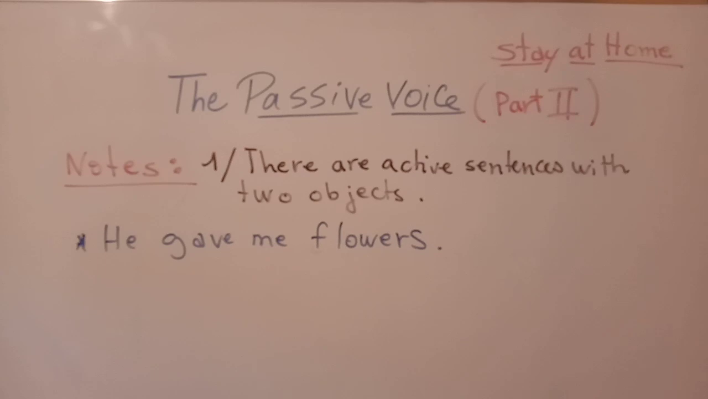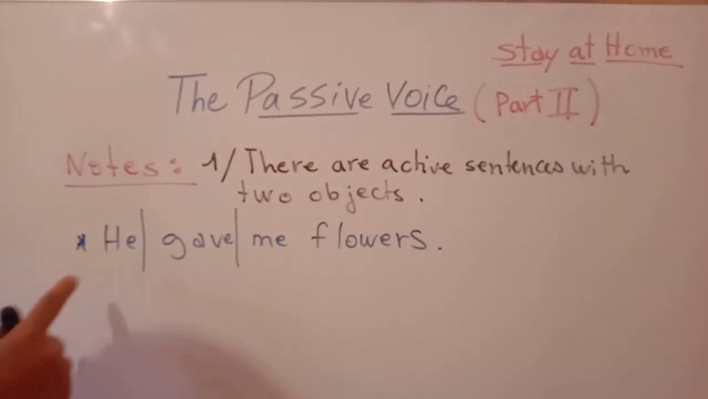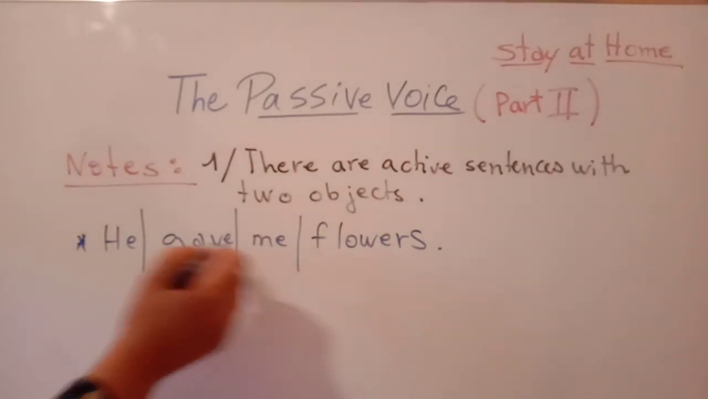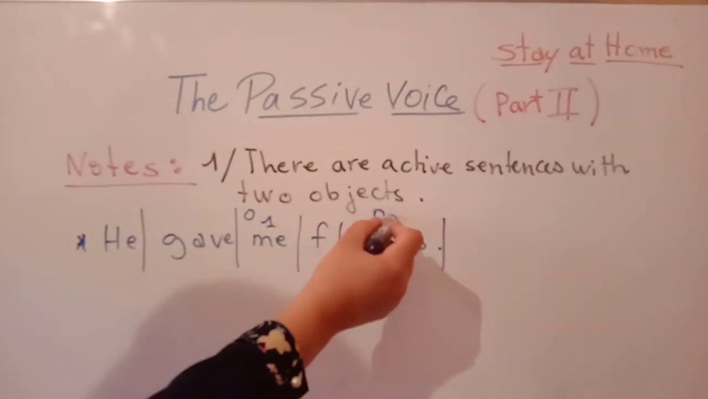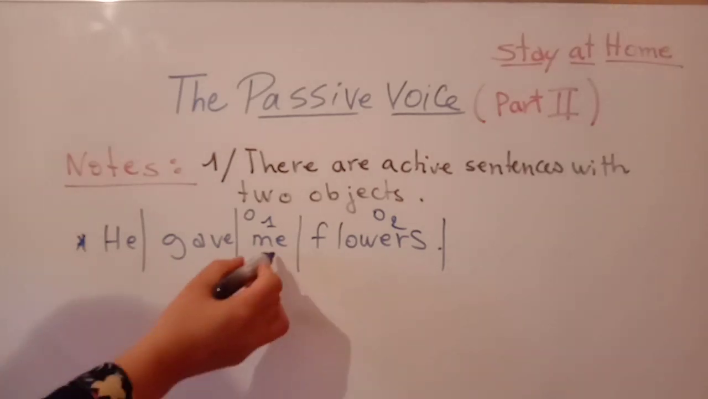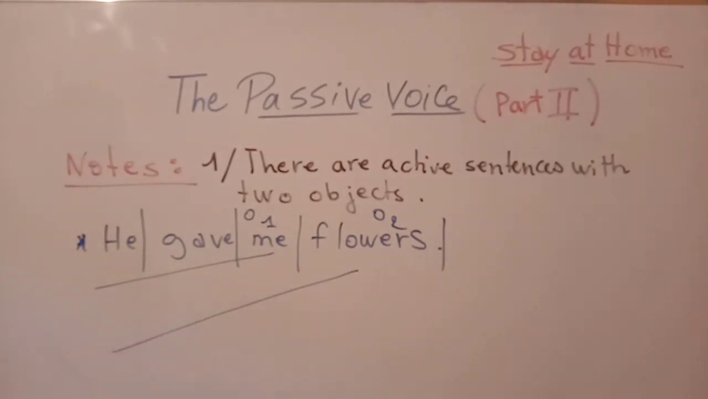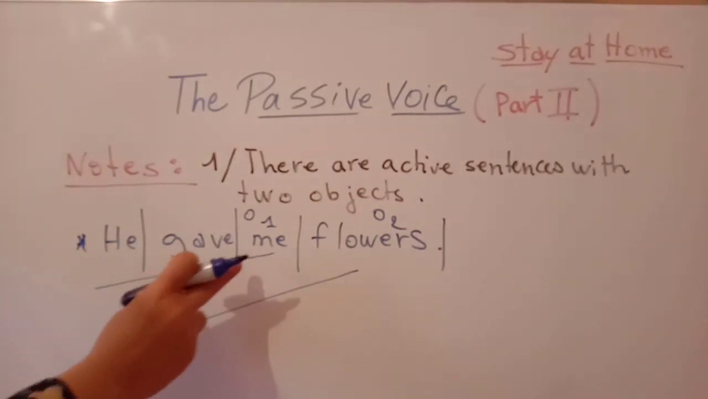There are some notes that you have to retain. The first note is that sometimes you have active sentences with two objects. So it means that you have two possibilities of the passive. Okay, so let's study this example to fully understand. So he is the subject, gave is the verb, he gave who? Me. This is object number one. What? Flowers, object number two. So it means that you have two possibilities of the passive voice. So let's start with the first possibility, object number one.